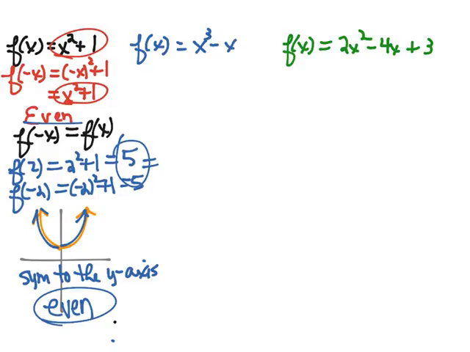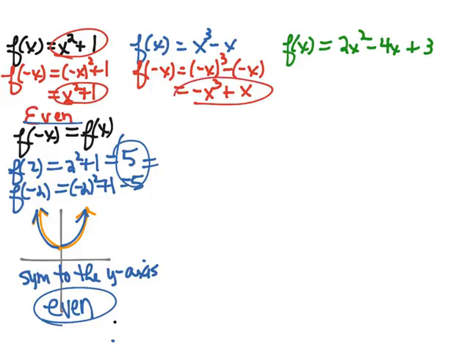In the second example, we have f of x equals x cubed minus x. If we substitute in a negative x, we'll have negative x cubed minus negative x. Negative x times negative x times negative x is a negative number, so that's going to equal negative x cubed. Minus a negative x would be plus x.